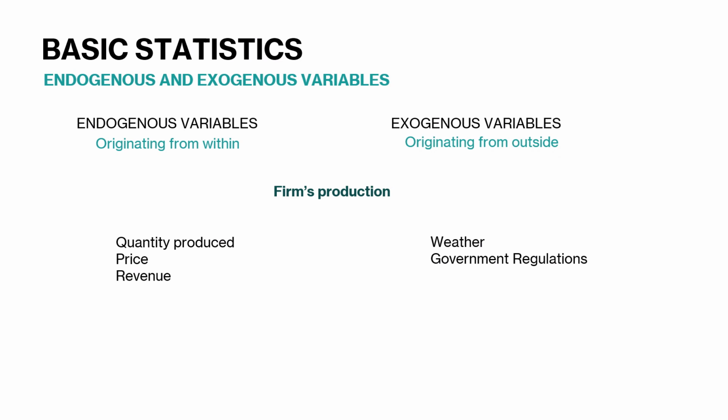Endogenous and exogenous variables. Endogenous variables originate from within. They are determined within the model, not by forces external to the model. Exogenous variables originate from without. They are determined outside the model and their values are accepted only as input or given data. Endogenous variables are often stochastic. Exogenous are non-stochastic. Examples of endogenous variables in a model of a firm's production are the quantity produced, price, and revenue.